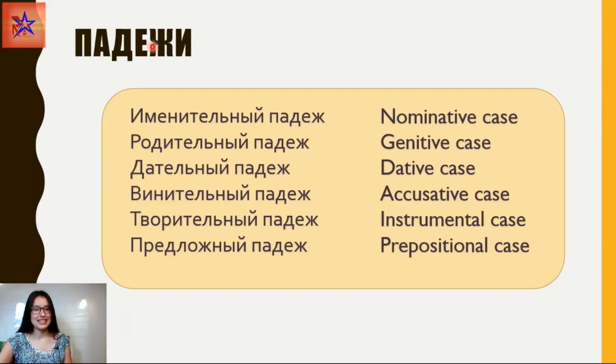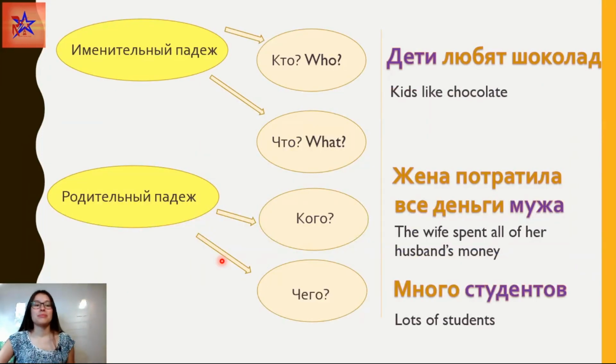First of all, let's see different names of the cases. There are 6 of them. Именительный падеж, nominative case. Родительный падеж, genitive case. Дательный падеж, dative case. Винительный падеж, accusative case. Творительный падеж, instrumental case. Предложный падеж, prepositional case. And now let's see all of them and let's describe them shortly.